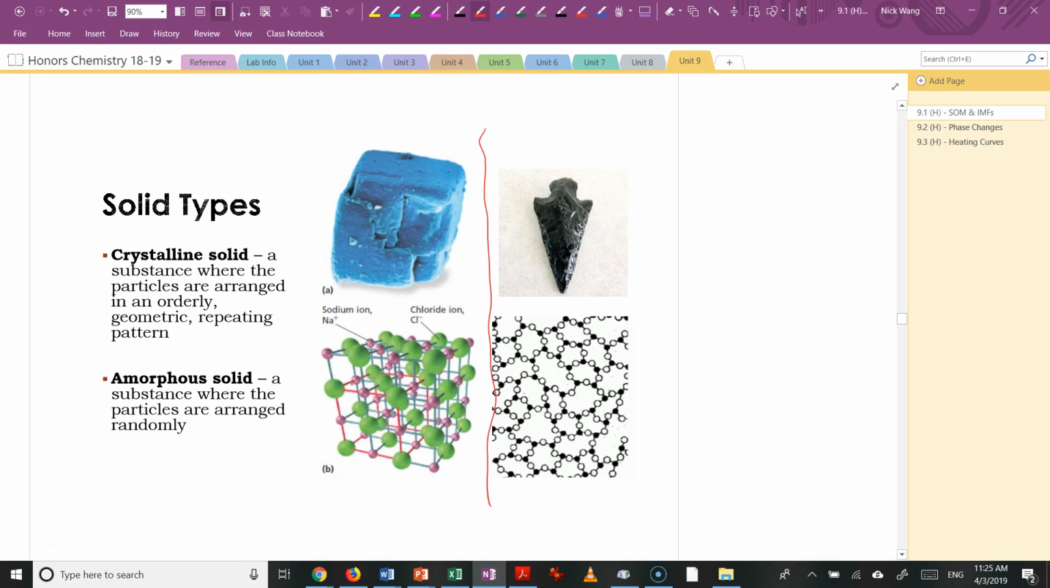Just a quick comment though, these little lines right here, these are not really actually present. They're just showing you the connectivity and that geometric pattern. It's a lot easier to see that pattern anyway with those lines present.